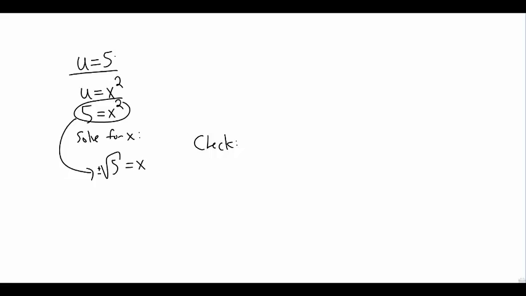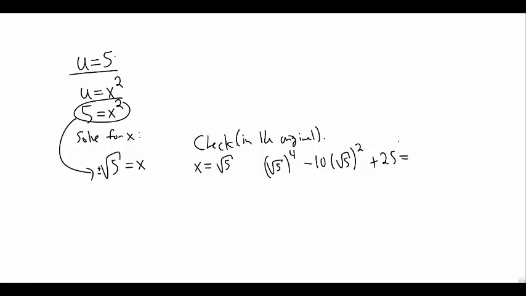So now we need to check in the original. Let's start with x equals the square root of 5. Is that an actual solution or an extraneous solution to the original? Let's see. The square root of 5 raised to the 4th power is 25. The square root of 5 squared is 5. Does this left-hand side equal 0? 25 minus 50 plus 25, is that equal to 0? Yes.